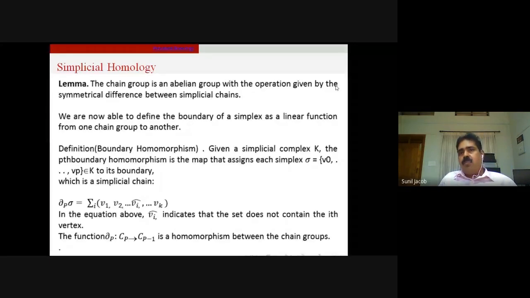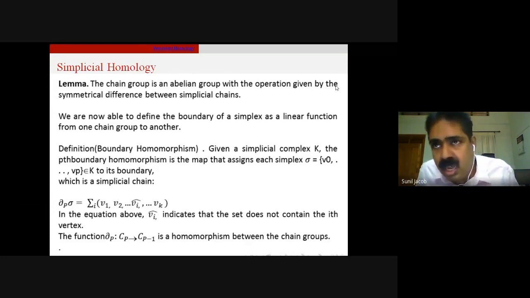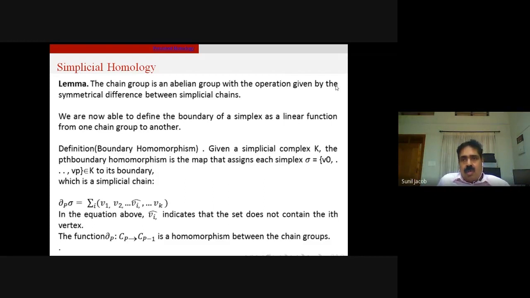Therefore, if you add up two chains like that, if the coefficients of two simplices are 1, obviously it will be adding up 1 plus 1, 2, and 2 is 0. That means that part will be removed. Whenever that part is common, it will be removed. That is how it is similar to the symmetric difference between simplicial chains. The operation of strings or linear combinations under modulo 2 is similar to the symmetric difference between simplicial chains. Both are the same.